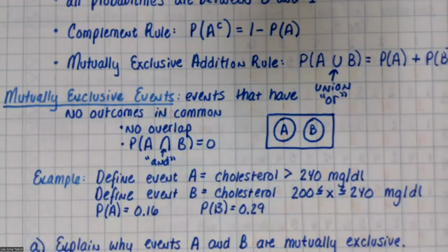We'll stop and then I'll give you time to write. Mutually exclusive events: events that have no outcomes in common. They have no overlap. This is saying the probability of A and B occurring at the same time is 0. There's 0 chance that those things would occur at the same time. I'm not a sophomore and a freshman at the same time. That means those things are mutually exclusive.